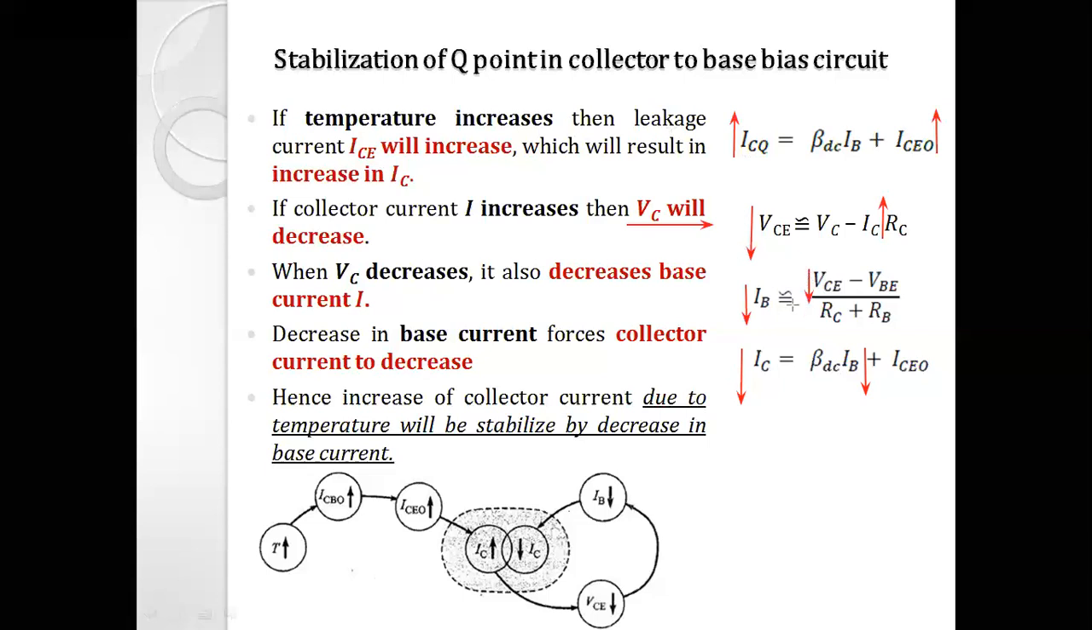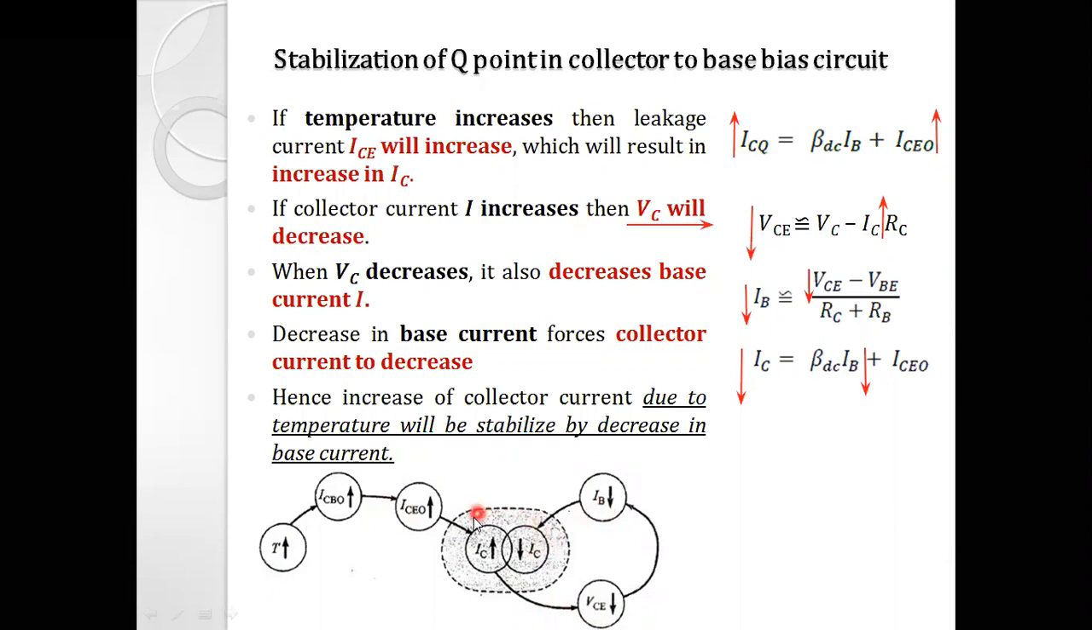When VCE decreases, IB also decreases because of this relationship, which we derived in the collector to base biasing circuit. And when IB drops, IC also drops. That cycle is shown over here. You can see that as temperature increases, the leakage current increases, because of that IC increases, which results in a drop in VCE, which results in a reduction in IB, and because of that IC reduces.